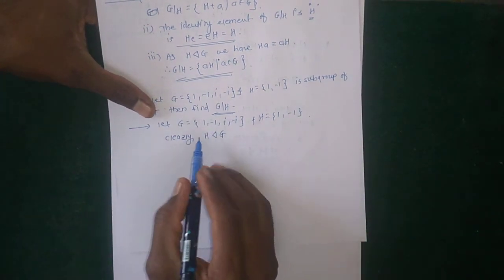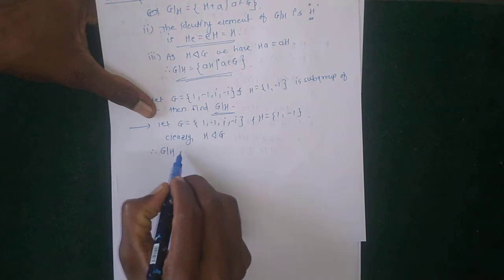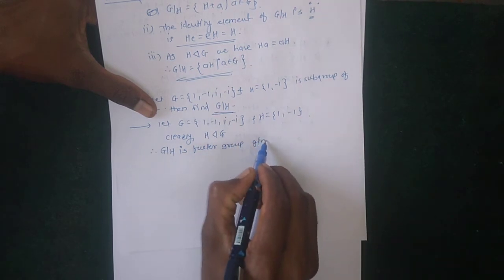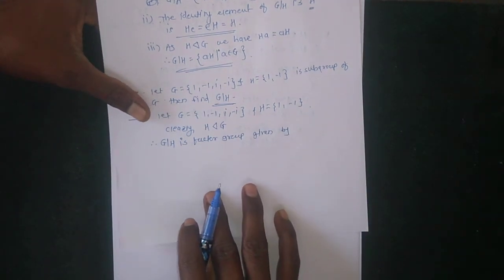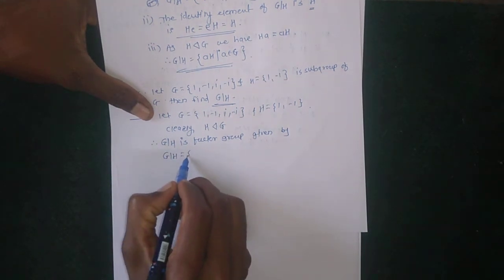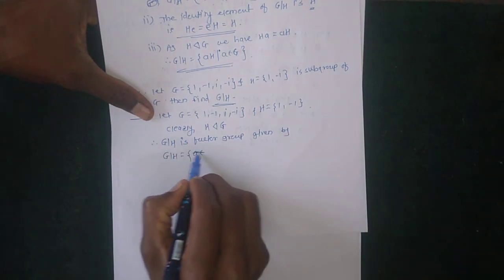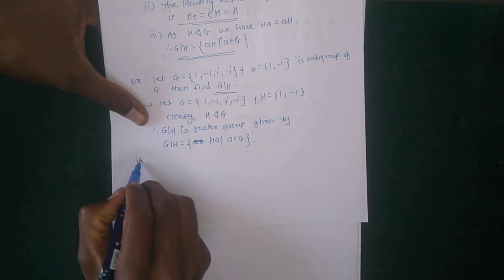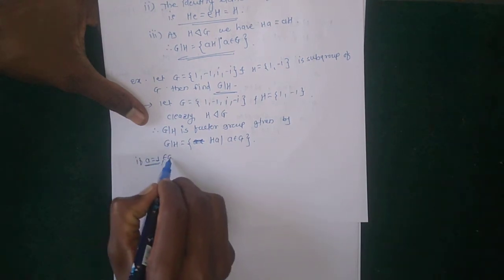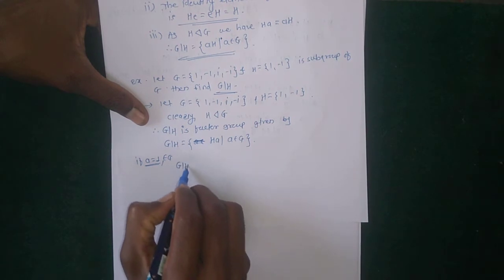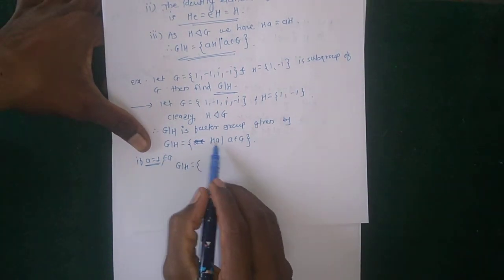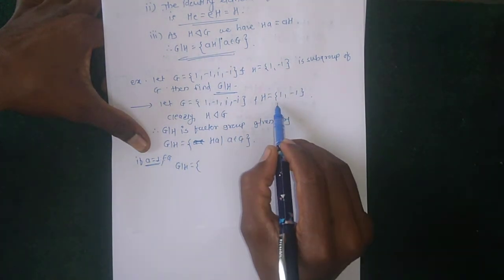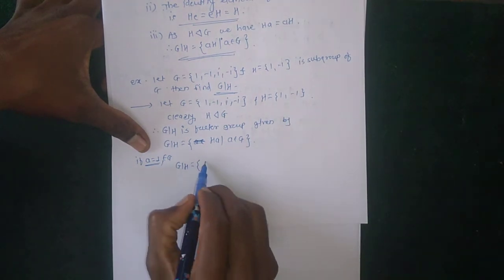To find, therefore G over H is a factor group given by G over H equals HA, where A belongs to G. This set means if A equals 1, with A belonging to G, then G over H equals H times A, meaning multiply A by the elements of H, so 1 times 1 is 1.